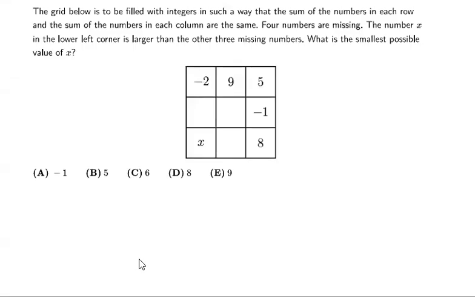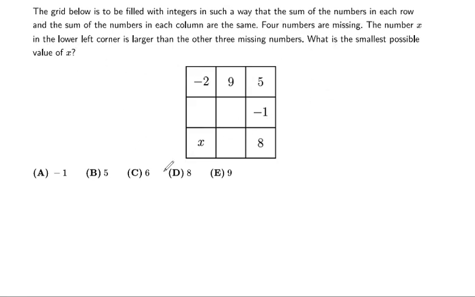Hey guys, so we have another magic square problem. This was an AMC 8 question, number 20. The grid below is filled with integers in a way that the sum of the numbers in each row and each column are the same. Four of the numbers are missing.